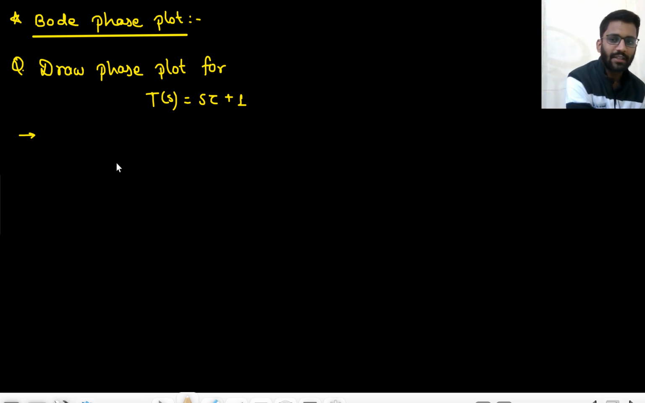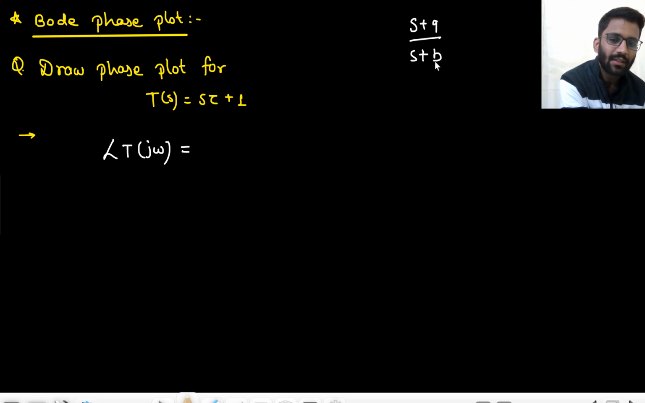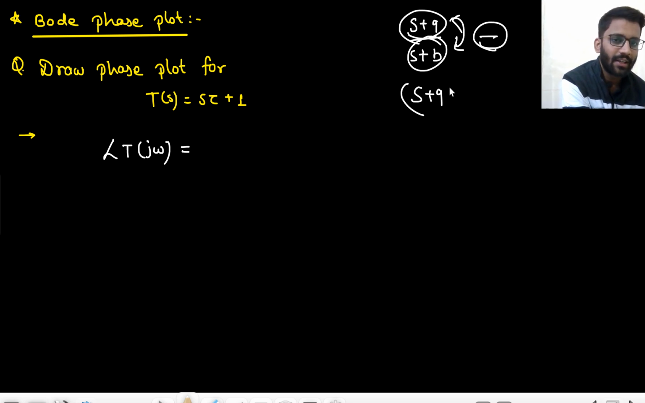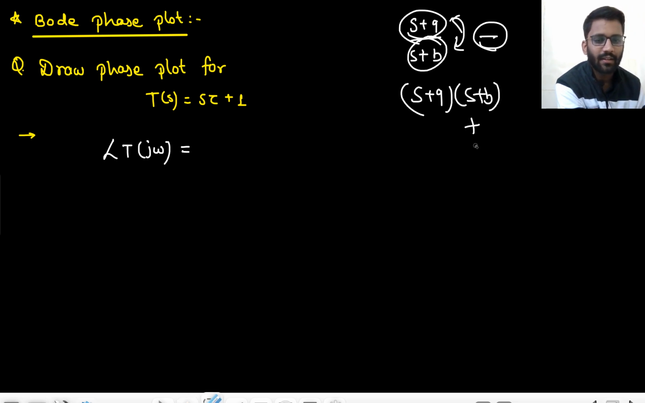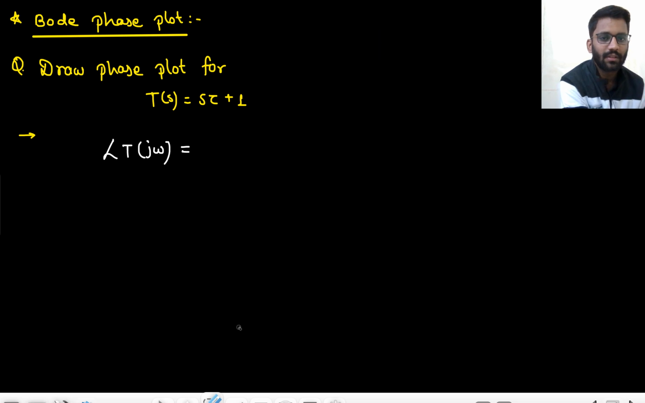So tell me, what is the angle of this? One thing I wanted to ask: what will be the angle of this? You can write it as the angle of this minus the angle of this, right? If there are two angles in the divide, they will be subtracted, and if there are two angles in the multiplication, they will be added, right? I hope you guys know this concept.